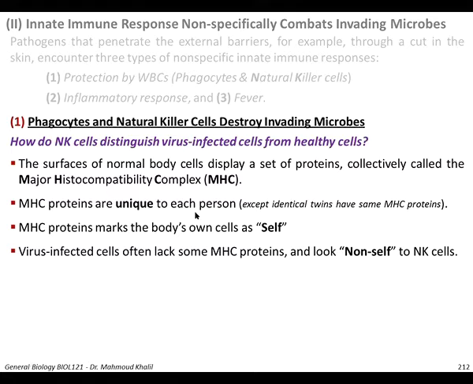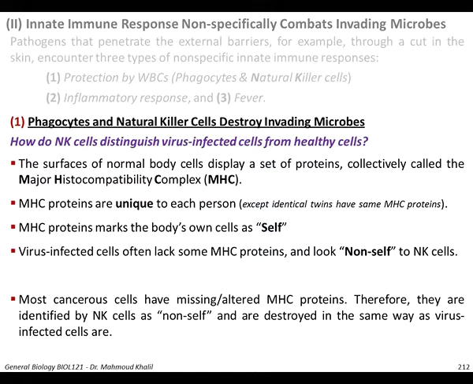So we have different MHC on our cells, except for identical twins, which have the same MHC protein exposed on the surface of our normal body cells. So why are these MHC proteins exposed on the surface of our cells? Because these MHC proteins can mark our own body cells as self, while the virus-infected cells or even the cancer cells can lack or have different proteins exposed on the surface, that these kind of different MHC will label these virus-infected cells as non-self to the NK.